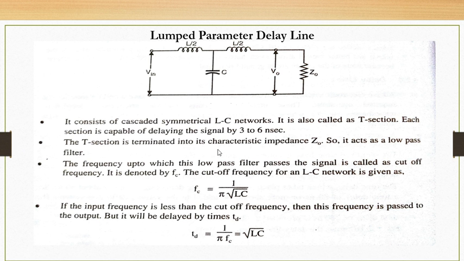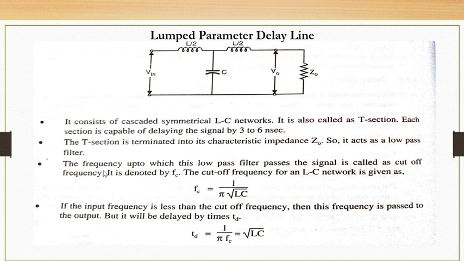Here the T section is terminated into its characteristic impedance Z0. I think you have studied the characteristic impedance in the circuit and network subject. This is required to terminate. So the T section is terminated into its characteristic impedance Z0, and it acts as a low pass filter. I think you have studied the low pass filter and high pass filter as well, or you will study that. I will not go deep into that, we will just see the basics.